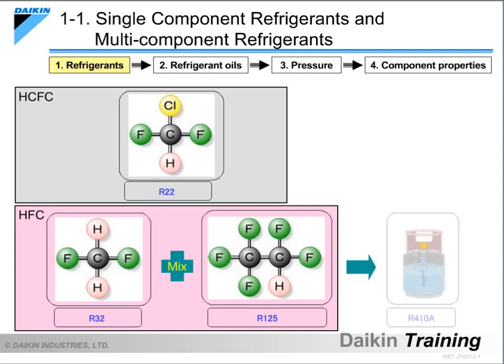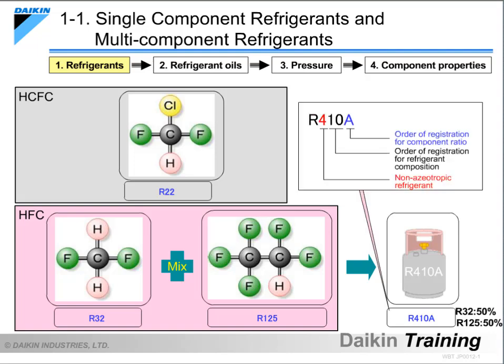Meanwhile, a multi-component refrigerant refers to a refrigerant in which more than one single-component refrigerant is mixed to improve the performance of the refrigerant. R410A, for example, is a 50-50 mixture of R32 and R125 and does not deplete the ozone layer.